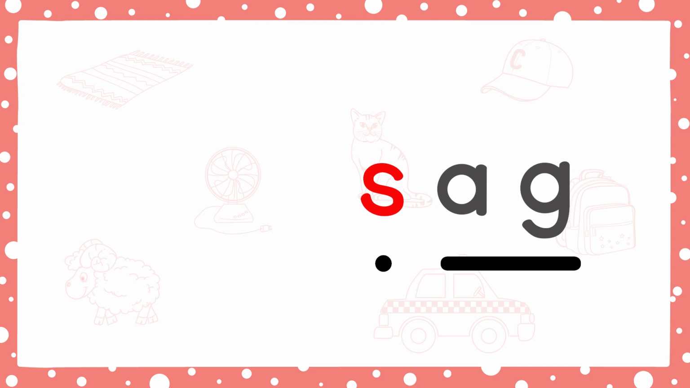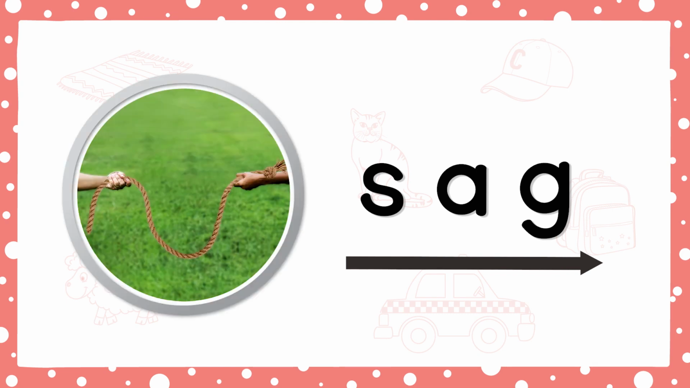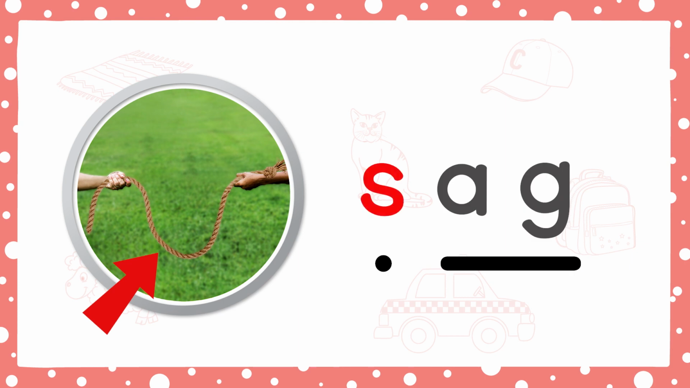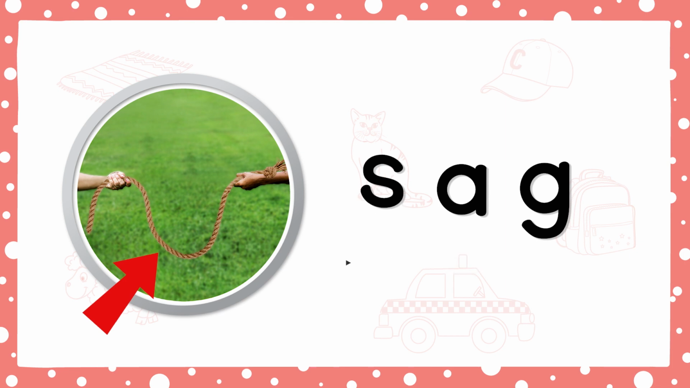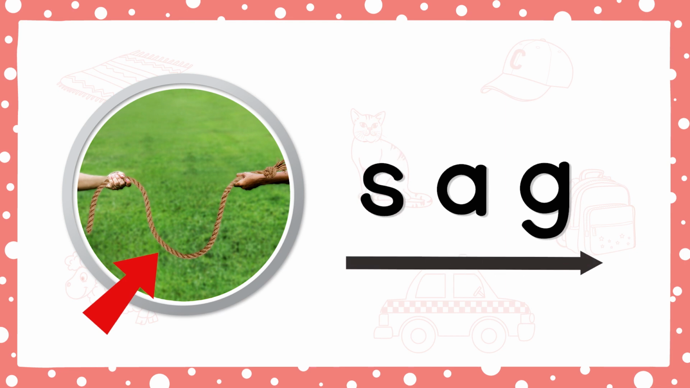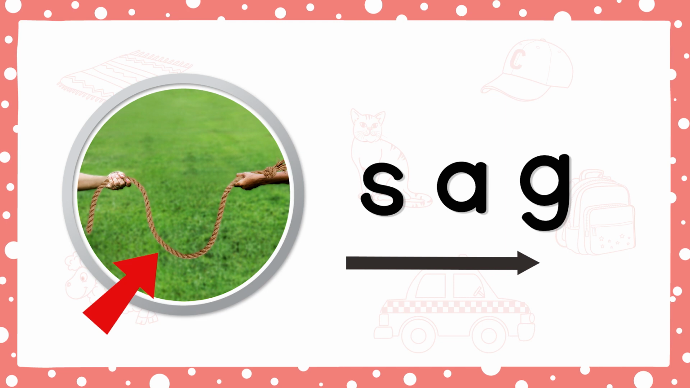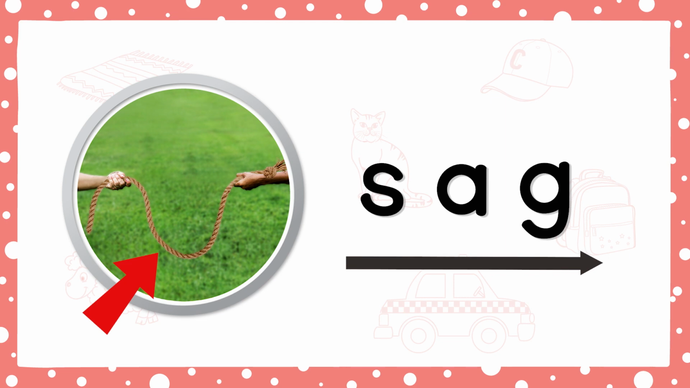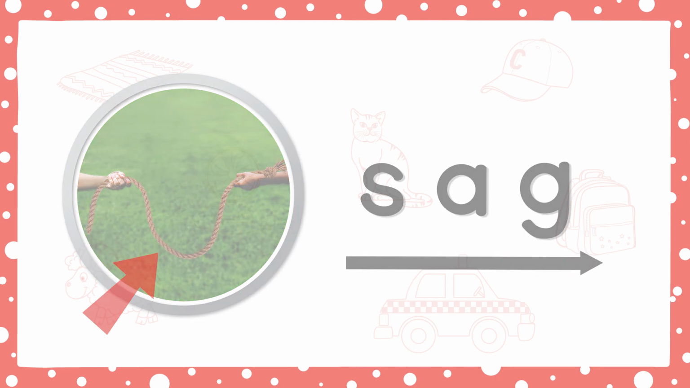S. Egg. When you blend S and egg together, you form the word sack. Sack. Your turn to try. S. Egg. Blend them together. Sack. Sack. That's great. Here comes another word.